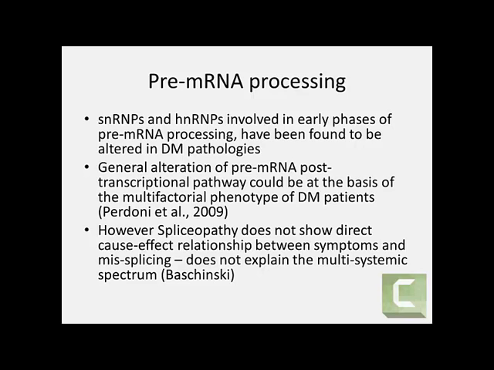In the end, spliceopathy does not show a direct cause-effect relationship between symptoms and missplicing. This does not explain the multisystemic spectrum, and this was shown by Bachinski via global array-based expression and splicing profiles, which found that DM1 and DM2 skeletal muscles were essentially identical to each other. Thus, splicing may be more of a general phenomenon between DM1 and DM2 patients.